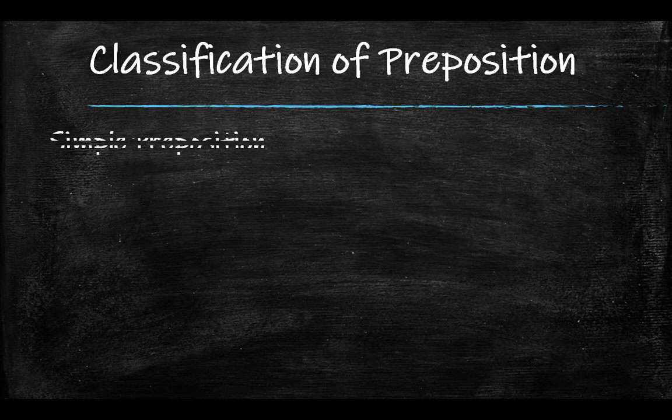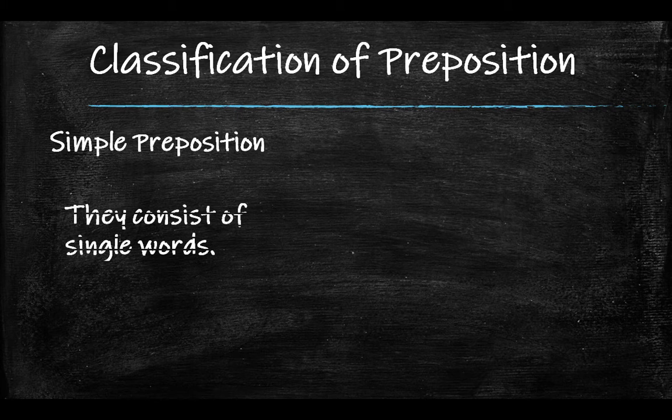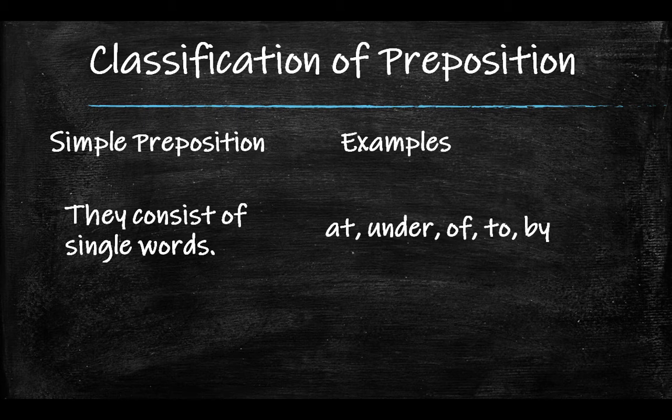And now, classification of prepositions. The first type is simple preposition. They are single word prepositions. Many of the examples I've just quoted, not all of them, many of them were simple prepositions. A few examples are here: at, under, of, to, by. Single word prepositions are called simple prepositions.